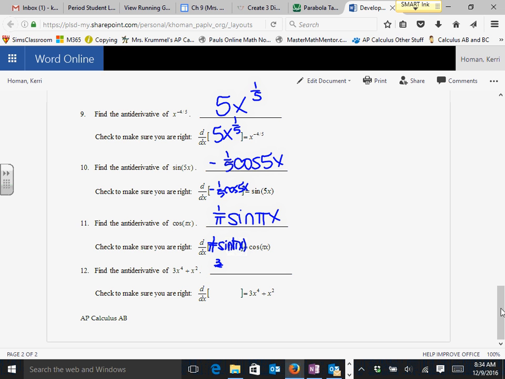3/5 x to the 5th plus 1/3 x to the 3rd. Do you agree with Jake? Thumbs up if you agree with Jake. Okay. So, you have basically figured out a couple basic rules for antiderivatives. Okay? Let's talk about what an antiderivative is.